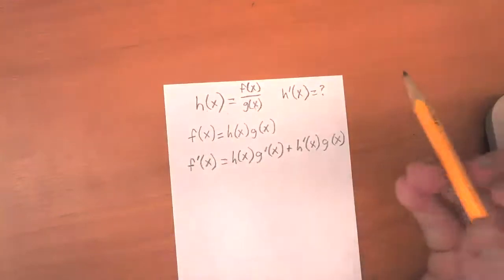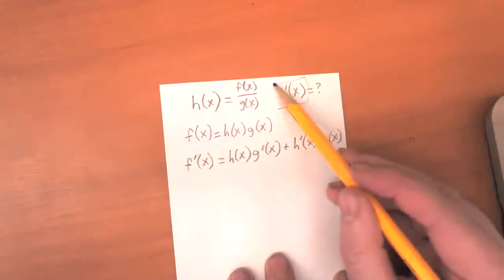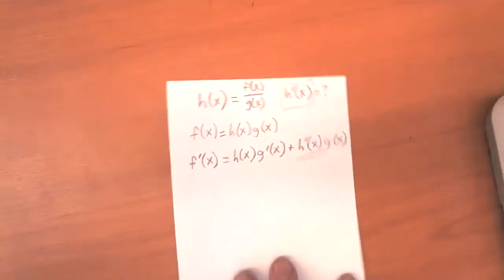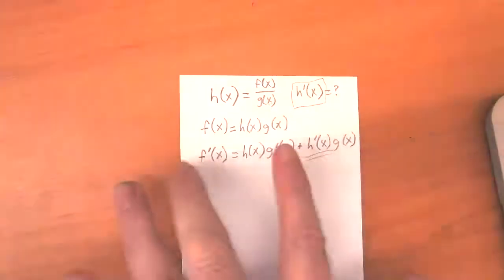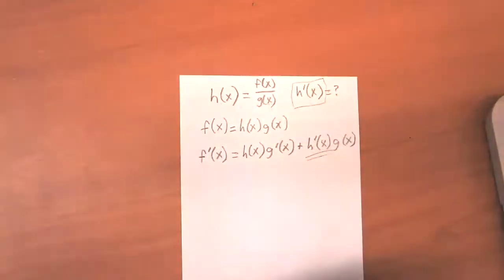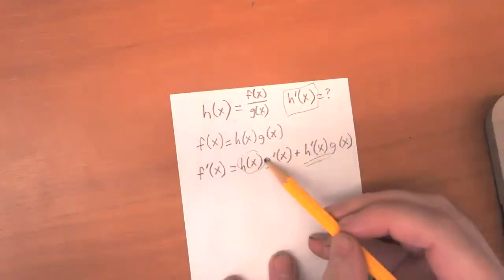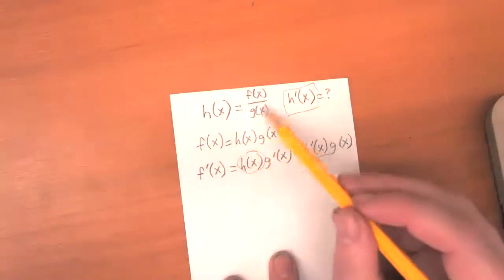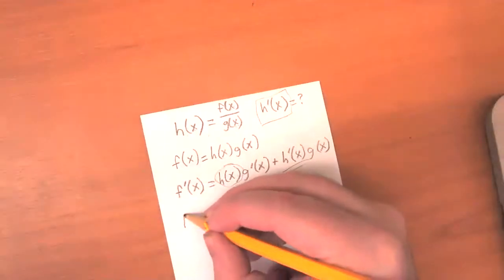Let's remind ourselves of what we're looking for in this equation. We're trying to figure out what h prime of x is. It isn't on the left-hand side of the equation, but it is right here in the equation. So if we can rearrange this equation and solve for h prime of x, then we've got our equation. The other thing we can do is, we've got h of x here, and we know that h of x is equal to f of x over g of x. So why don't we start off with making that substitution?